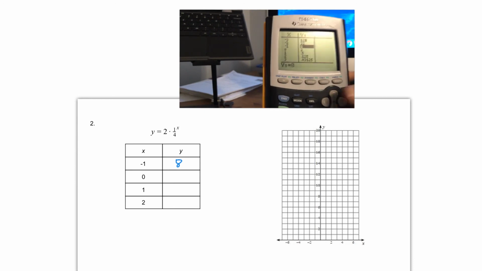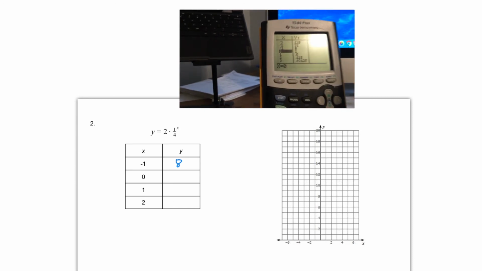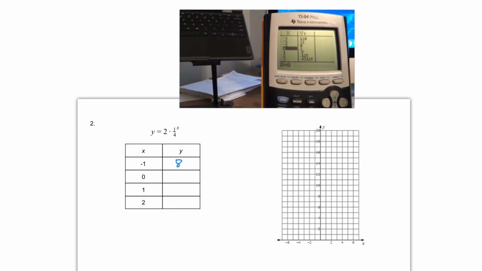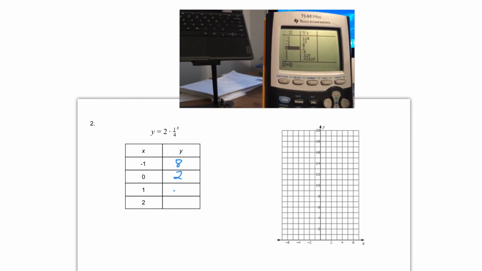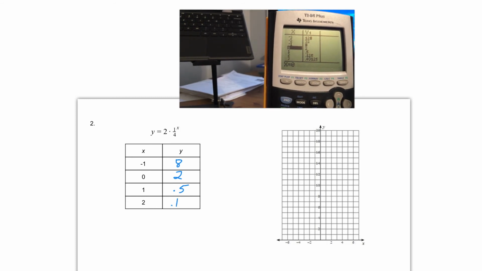Then I need 0. If I scroll to 0, I can see that 0 goes with 2, so I can put 2 in my table. If I look at 1, 1 goes with 0.5, and 2 goes with 0.125.